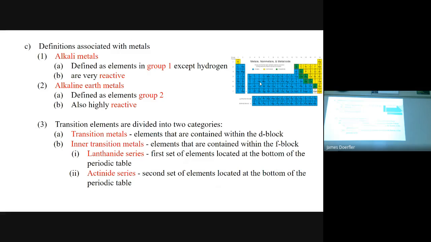The lanthanide series is the first set of elements located at the bottom of the periodic table. We'll see right here. Connected to lanthanum. And then you have actinide series, a set of elements located at the bottom, connected to actinium.